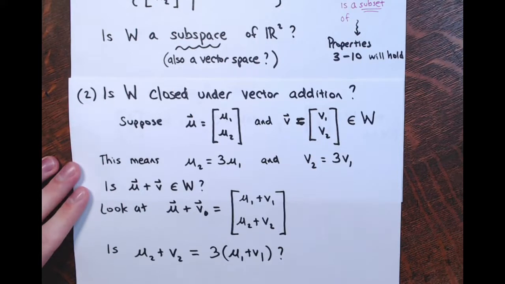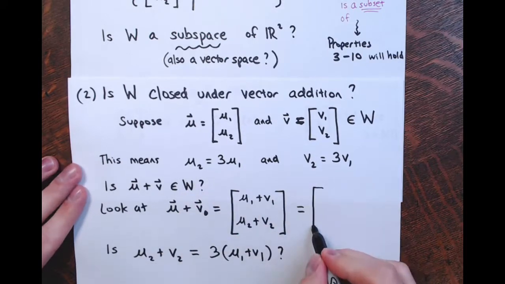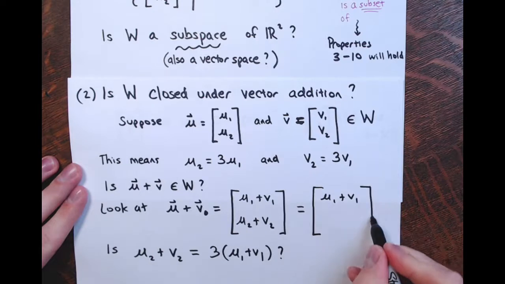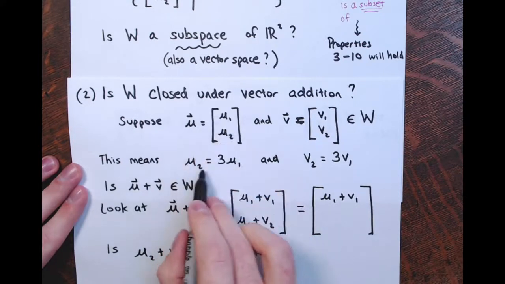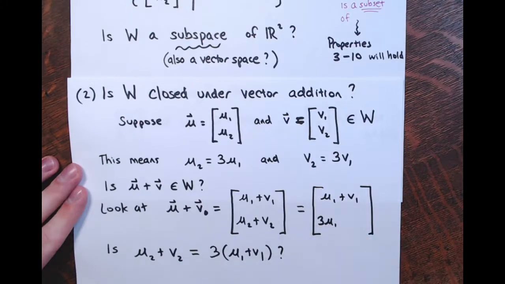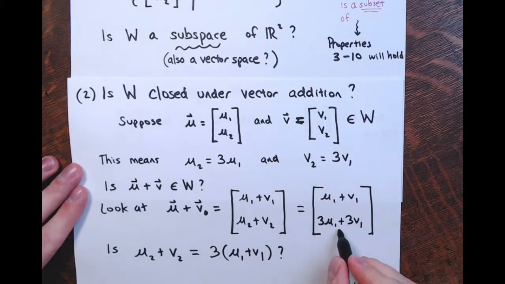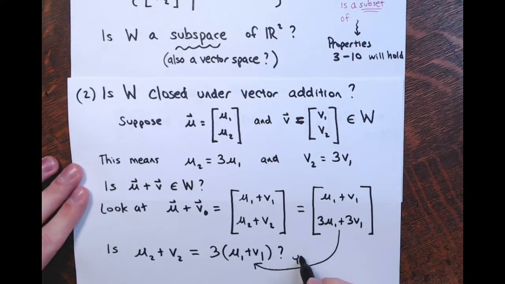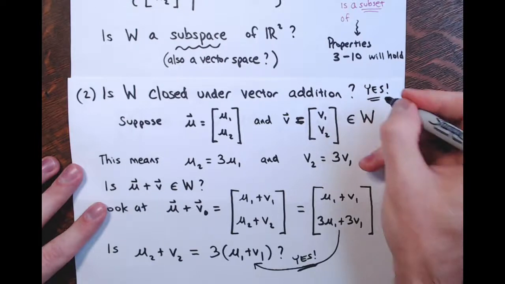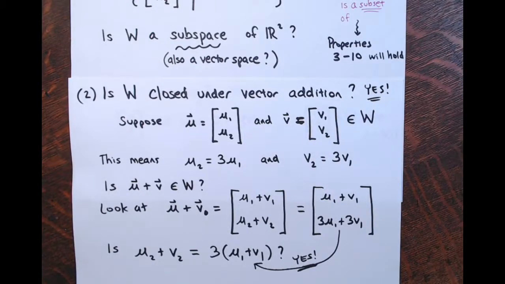Well, what did we say earlier? Isn't U2 just 3 times U1? We said earlier that U was in W, so U2 must be equal to 3 times U1. And same thing for V2. V was in W, so V2 must be 3 times V1. And isn't that just this? You can factor the 3 out. So the answer is yes. This particular set of vectors is closed under vector addition. Take any two of them, add them together, and you'll get another one that's also in W.